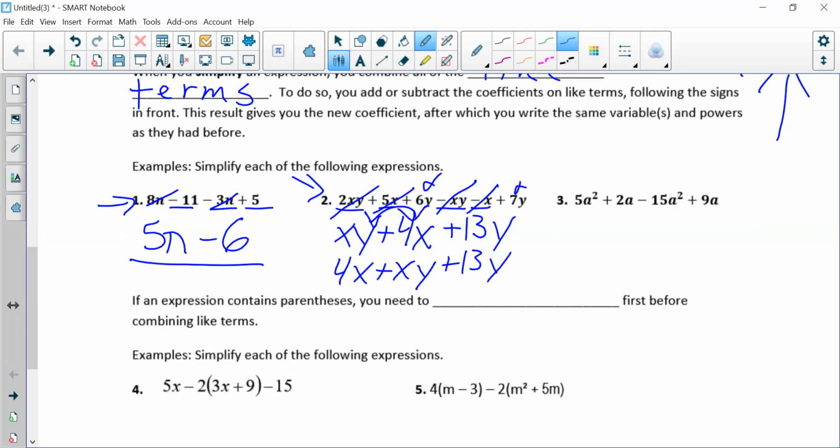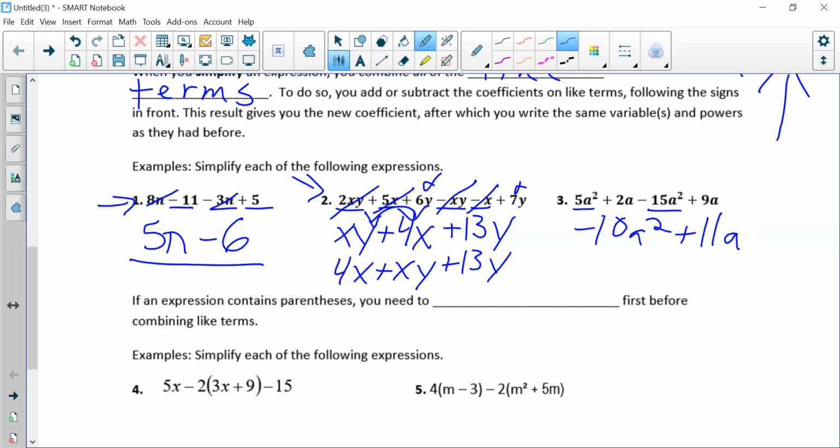All right, let's look at number 3. We're going to do the same thing we've been doing. So start with the a squareds. So 5a squared minus 15a squared gives me negative 10a squared. Then we're going to do the a's. 2a plus 9a, that gives me 11a. And that's it.